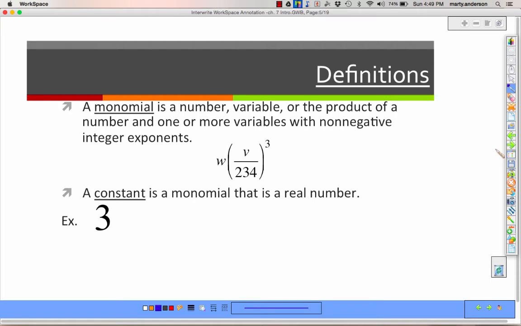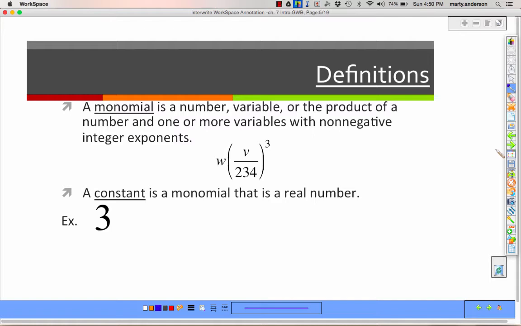A couple of definitions here. A monomial, and if you don't get these written down, you can also find them in your book. A monomial, mono means one, is a number, variable, or the product of a number and one or more variables with non-negative integer exponents. A binomial would be the addition or subtraction of two things. Trinomial, we have 3 things, and so on and so forth.